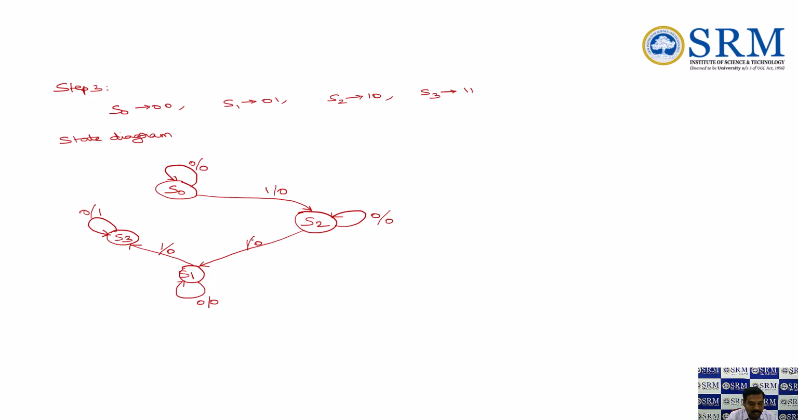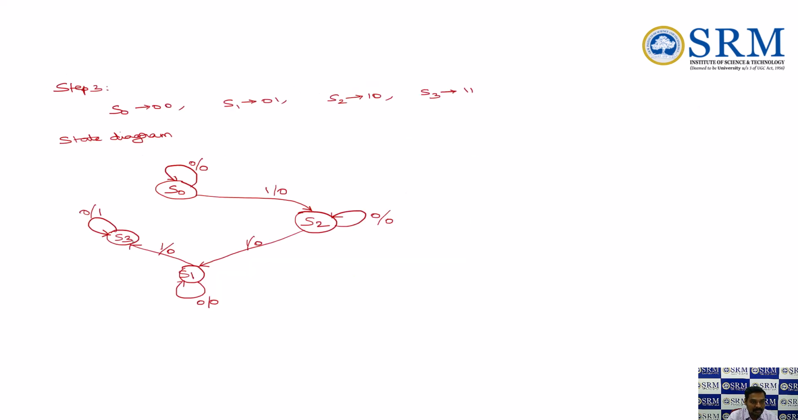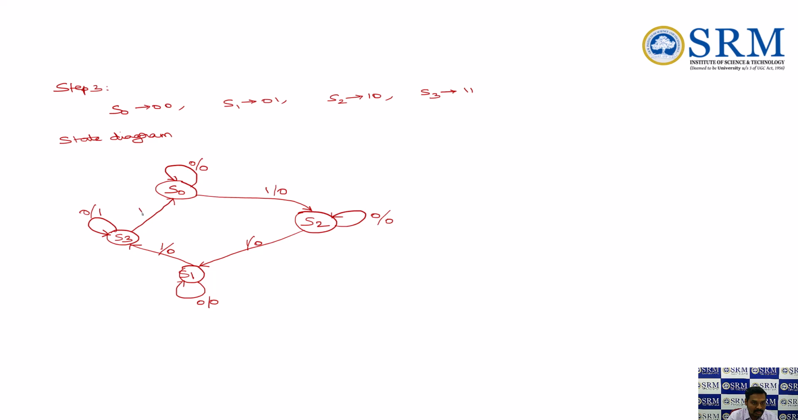Okay. Now come to here, 1 1, that is S3 to 0 0. Input is 1, output is 1. So S3 to S0, right? S3 to S0, 1 is given as input and output is also 1. S3 to S0.